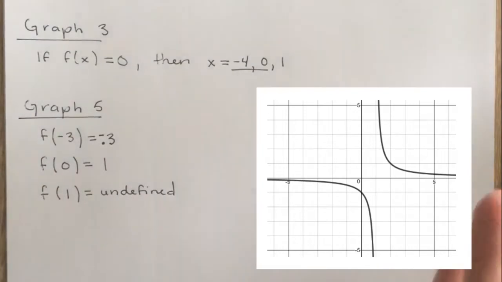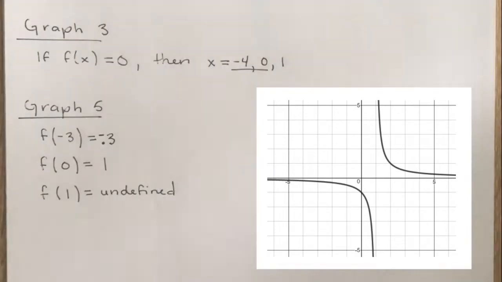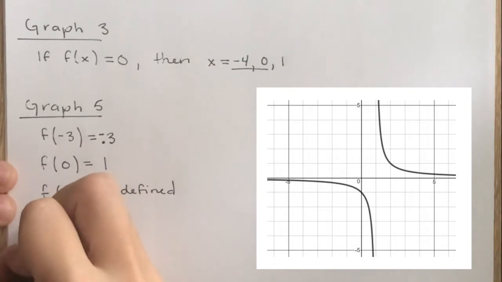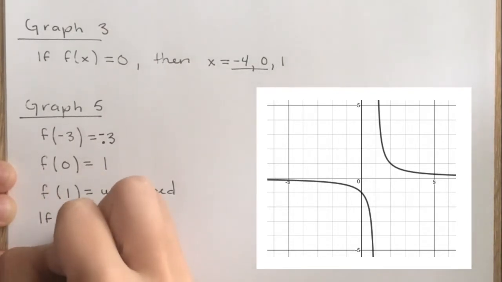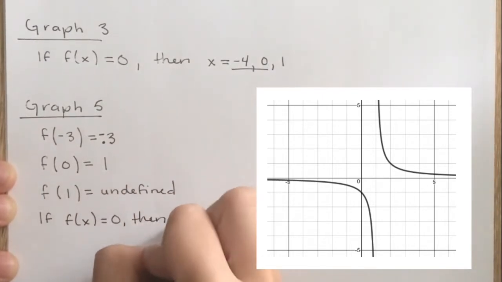You could also say does not exist or none or whatever. Since all of our assignments will be online, usually they'll let you know what exactly you need to put in for it to be counted correct. Last question here. So if f of x equals 0, then what is x?